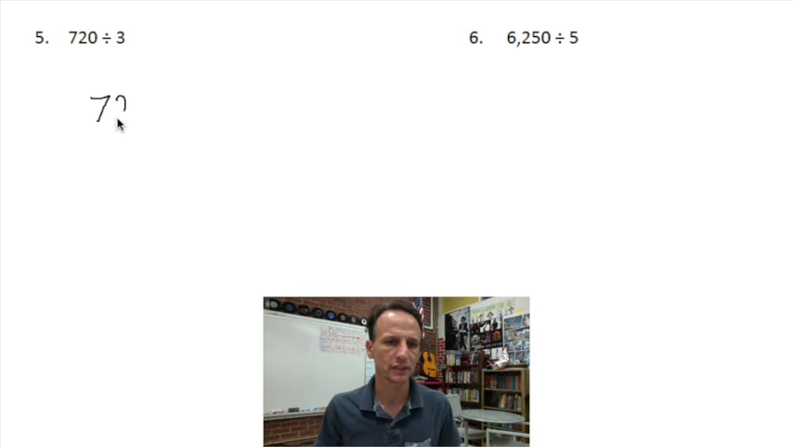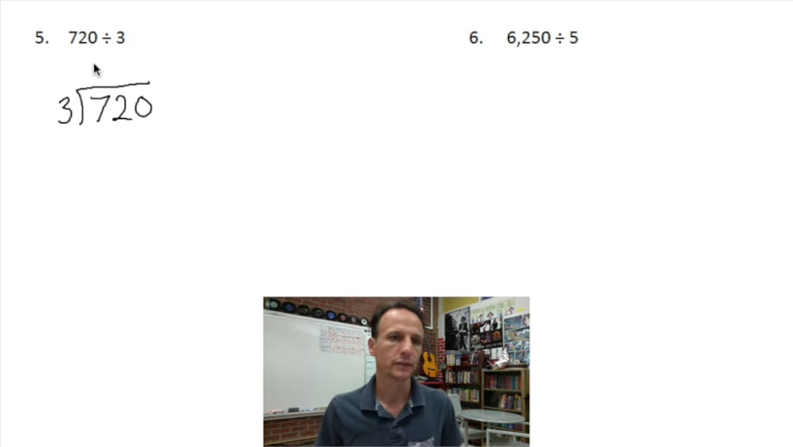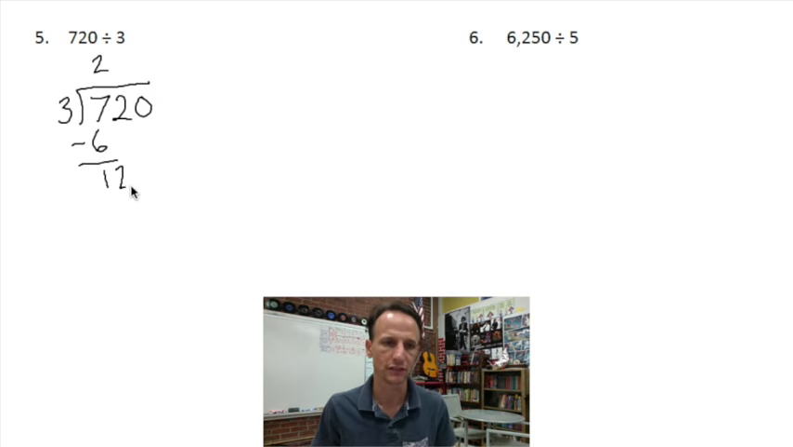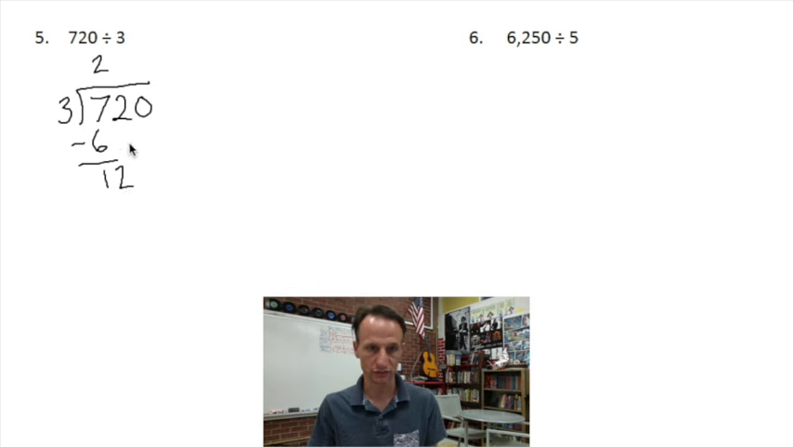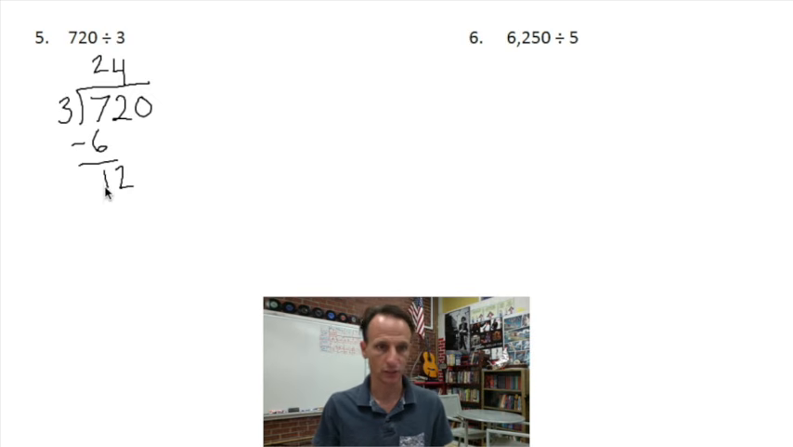So we're starting with 720, which we're dividing by 3. So how many 3s in 7? 2, because 2 times 3 is 6. When we subtract, we're left with 1 hundred, but we have these 2 tens to divide, so altogether it's 12 tens, right? So how many 3s in 12? There are 4, because 4 times 3 is, yes indeed, 12. When we subtract, we're left with 0.